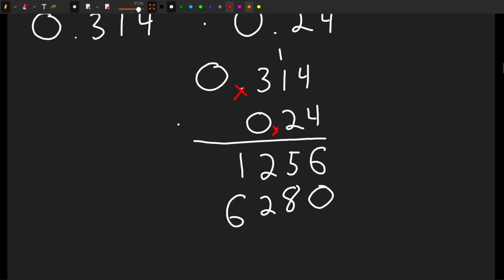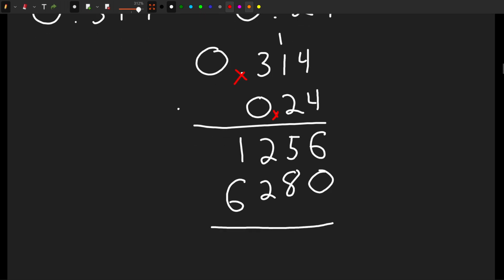And now, just like regular multiplication, I'm going to add my two numbers together. 6 plus 0 is 6. 5 plus 8 is 13. Carry the 1. 2 plus 2 is 4, plus the 1 on top is 5. 1 plus 6 is 7.